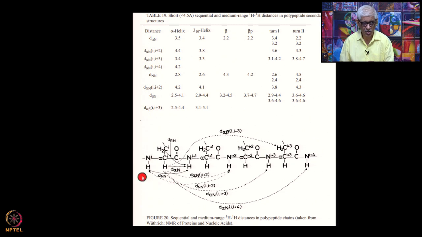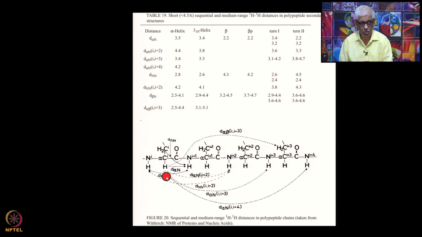There are also other distances indicated by these dotted lines. Let us look at those. From this alpha proton, this is the really long range one, alpha beta i plus 3, to a residue which is 3 residues away. You might see this one under certain circumstances. I will show you where these are seen. You can see from the alpha proton to the NH of residue i plus 2, you can see that one also.